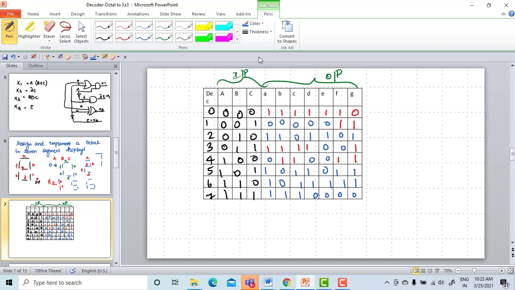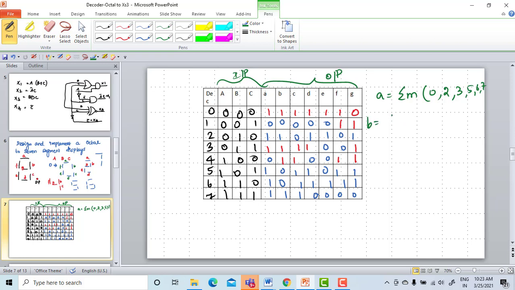Okay, so this is done. Let me fill up this A. A is nothing but the sum of min terms 0, 2, 3, 5, 6 and 7. And we need seven K maps, 1, 2, 3, 4, 5, 6, 7.